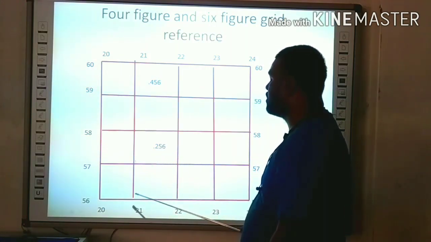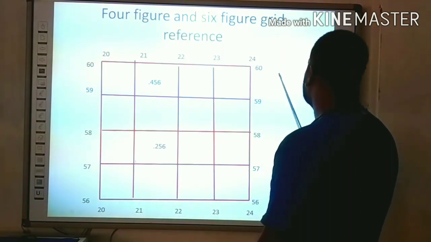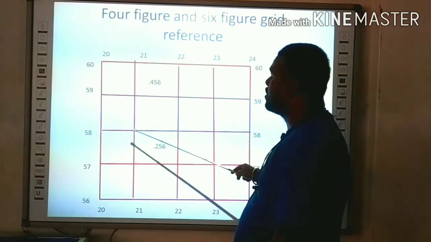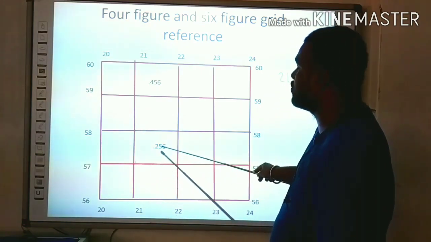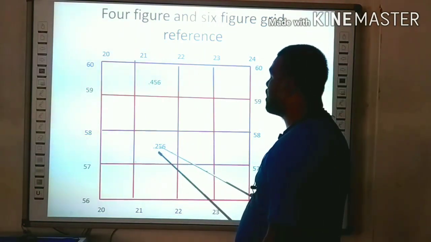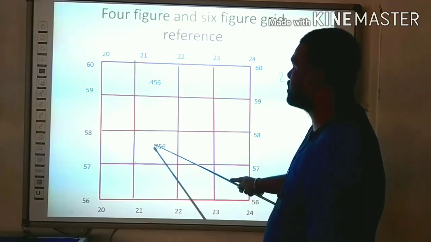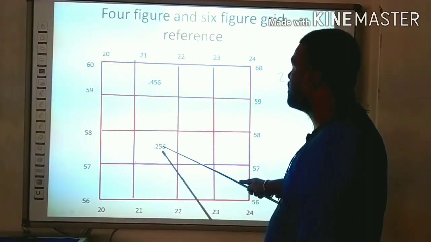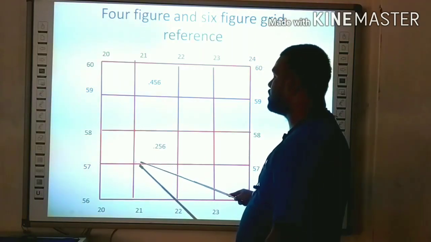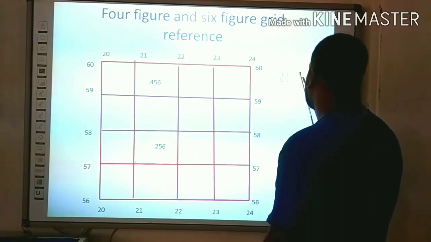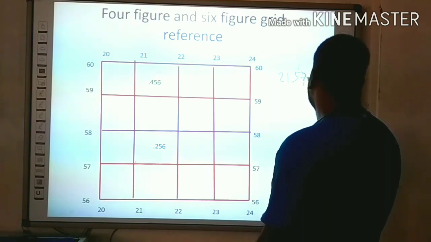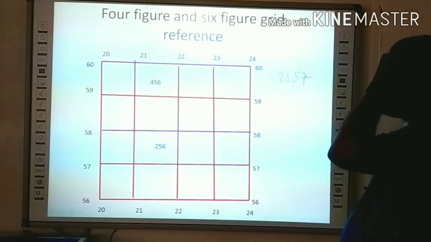So what will be your easting? Your easting will be 21. The same applies in the case of northing. For spot height 256, there are two northings, one at the top, one at the bottom. Which one will you take? We will always take the bottom one. The value of that northing is 57. So you will write here 57. So this is your 4-figure grid reference.